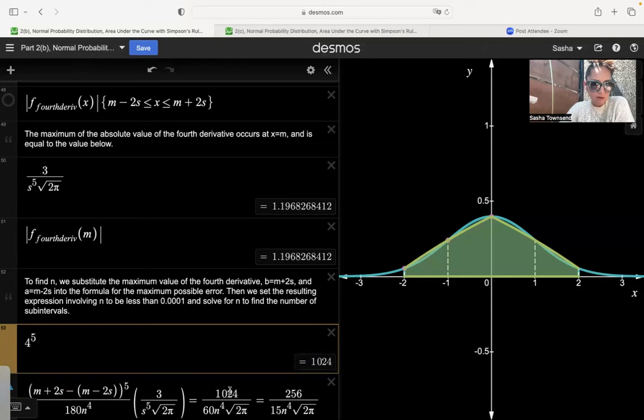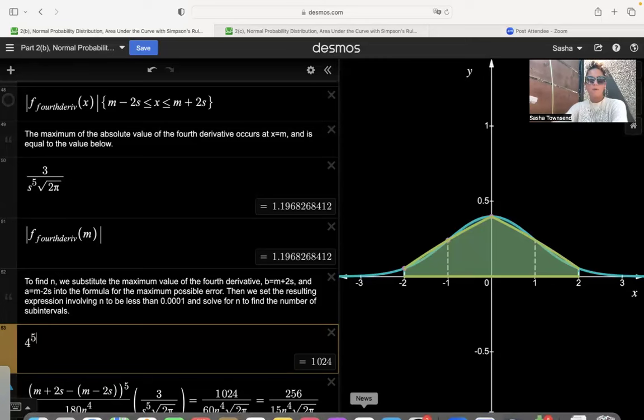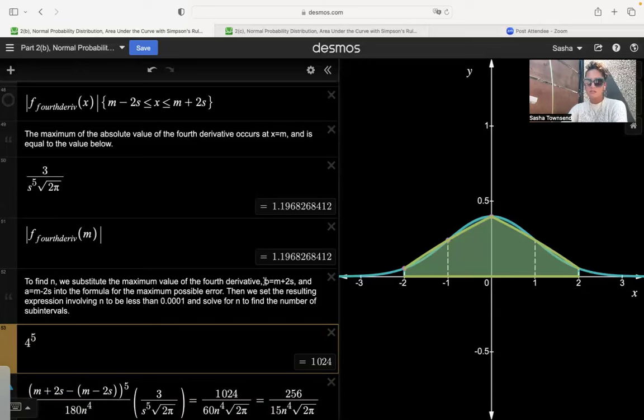That's our 1024. That 3 goes into 180 60 times. The sigma to the fifth from the numerator and the sigma to the fifth from the denominator cancel. And then you just end up with that square root of 2 pi. So after simplification, what we get is 256 divided by 15 n to the fourth times the square root of 2 pi. And we want that to be less than 0.0001 in order to guarantee that our error in the approximation using Simpson's rule is less than that desired error.